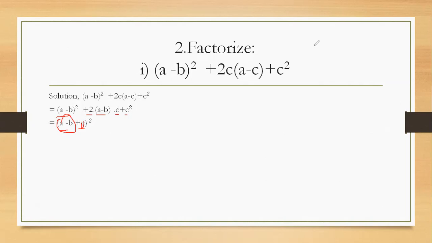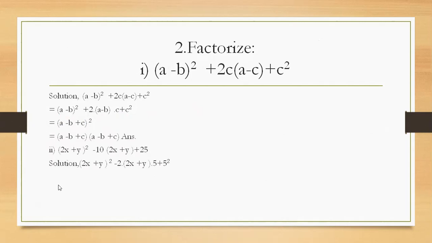Okay, children? Then its two factors will be what? A minus B plus C, A minus B plus C. These two are the factors of this. Similarly, you have to factor this other one. Here A means 2x plus y and B means 5. Then 2x plus y minus 5 whole square, that means 2x plus y minus 5 twice. These are the two factors.